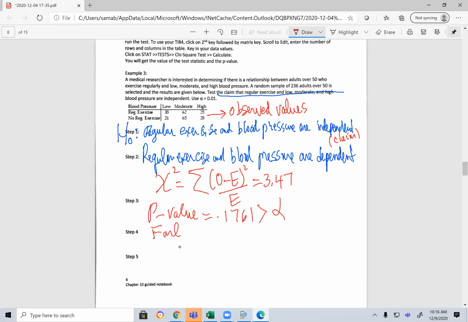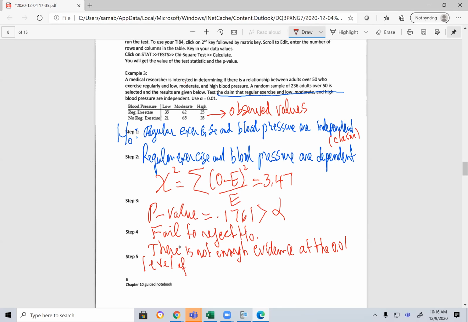You're back to section 10.1 now. And there is not enough evidence at the 0.01 level of significance to reject the claim.